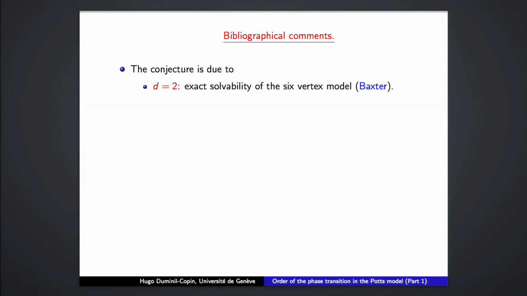So in dimension 2, the fact that this QC, this critical number of colors, is 4, was predicted by Baxter, a physicist, using what we call the exact solvability of the model. He was actually able to compute the free energy of the model and to deduce heuristically a certain number of implications, and in particular to predict the order of the phase transition, the fact that it's continuous or discontinuous. In higher dimensions, the consideration is that you compare your model to what it would be on the complete graph. You could imagine defining your model on a complete graph where you have edges between every single pair of vertices.